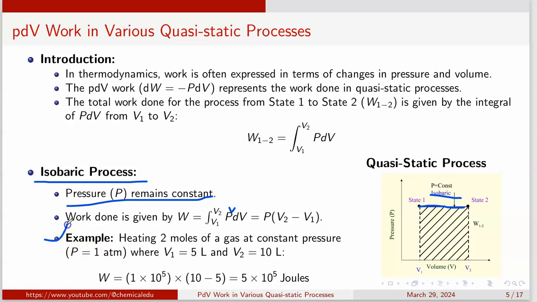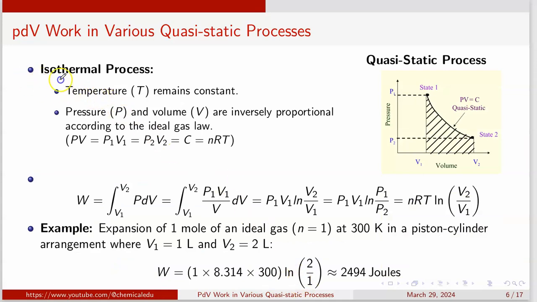Here is one example: heating 2 moles of gas at constant pressure P atm, where V1 is 5 liters and V2 is 10 liters. Now we can calculate W. We have to convert atm to Pascal, and then the calculation gives 5 into 10 to the power 5 joules.